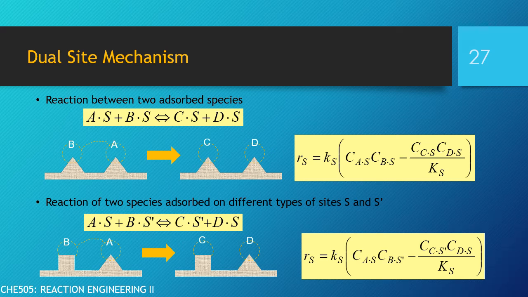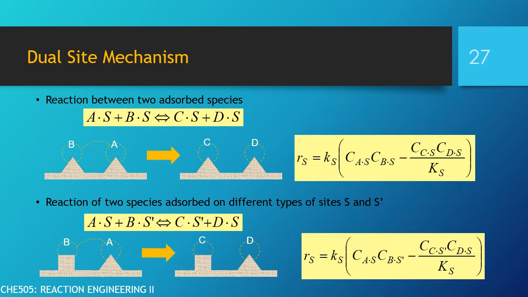Another example of dual-site mechanism is the reaction between two adsorbed species. So in the previous slide, the reaction involved only one adsorbed species and another vacant site to produce the product. For this example, the reaction involves two adsorbed species, meaning that you will have two reactants and both reactants will adsorb on the active site of the catalyst.